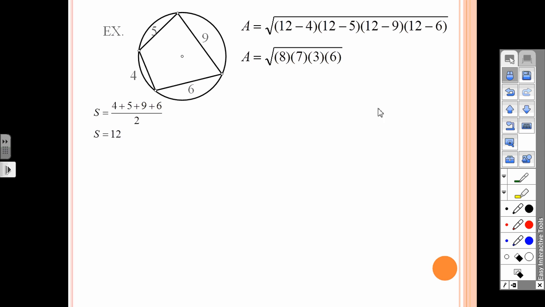Now, probably you're going to be asked to leave this in simplified radical form. And when you multiply all these together, you're going to get kind of a large number. So what might be easier is to, while it's in its kind of semi-factored state here, pull out perfect squares that you can see. So for example, if I took 8 and 3 and 6 and multiplied those together, I get 144. And that's a perfect square. So I can actually write this as 144 times 7 and then pull this out as 12 root 7.